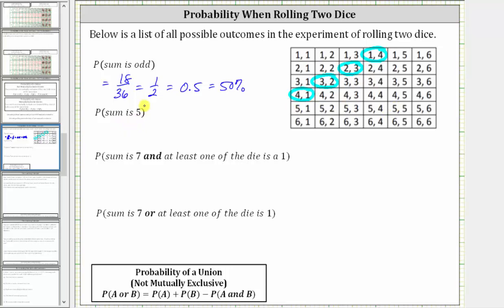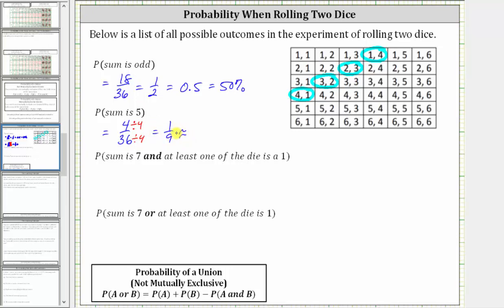The probability the sum is 5 is 4/36, which does simplify. The greatest common factor between 4 and 36 is 4. To simplify, we divide both by 4, which is equal to 1/9.